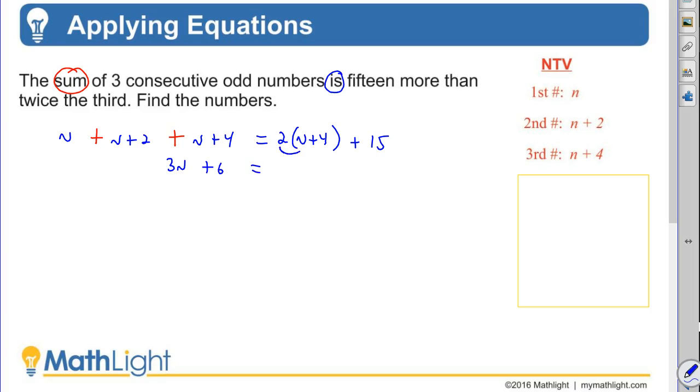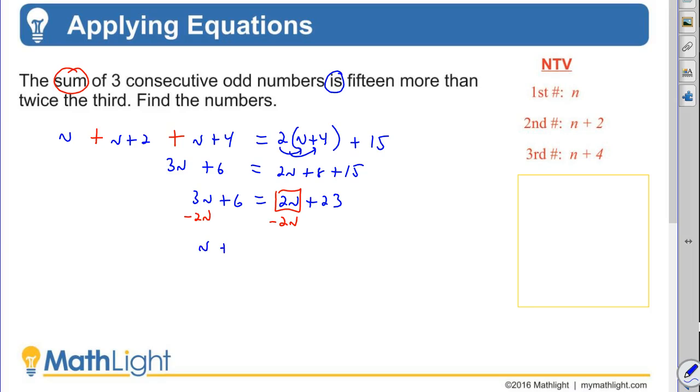Right-hand side, we've got to distribute. 2n plus 8 plus 15. Let's add like terms on the right-hand side. So we get 2n plus 23. Look where we're at. Variables on both sides, right? Want to get them all to the same side? Let's move the 2n. How do you move it? Add its opposite to both sides, right? We're not splitting the 2 from the n. We're moving the whole 2n. So we add its opposite.